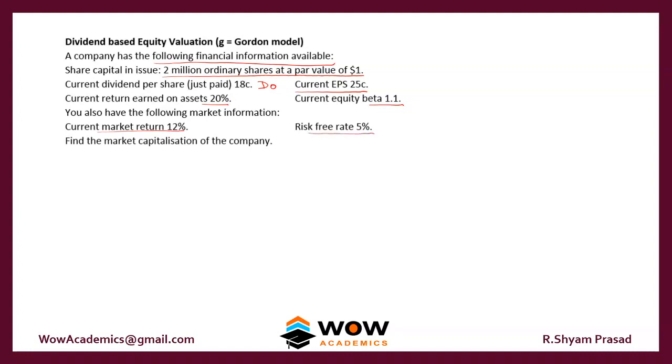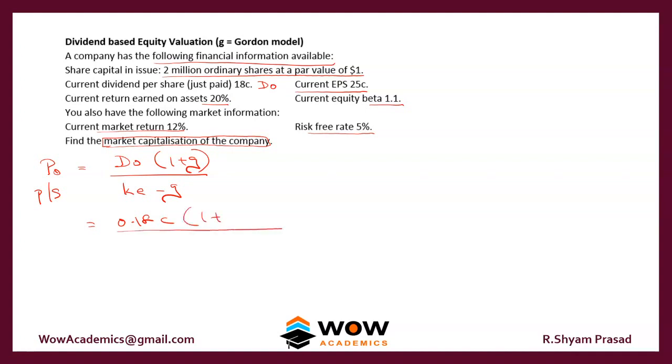So again, if you look here, it's similar to the last problem. So we'll work out the formula. The formula is D0 into (1 plus G) divided by (KE minus G). So as per the formula, we have the D0, which is 18 cents. But the question asks you for the market capitalization of the company, so if you work out this formula, we'll only get the per share value. Then we have to multiply with the number of shares. So 18 cents into (1 plus G), we don't know, and KE is not given. Again, G we don't know.